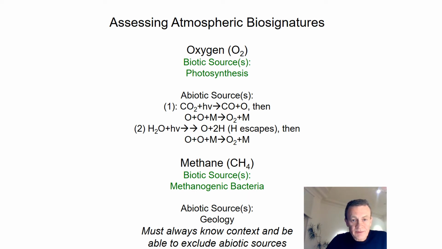The second step is where water photolyzes and the hydrogen escapes, and then you're left with O, and the O can form O2 again. For methane, the biotic sources are methanogenic bacteria, but the abiotic sources are geology. So we always have to know the context in order to exclude abiotic sources.